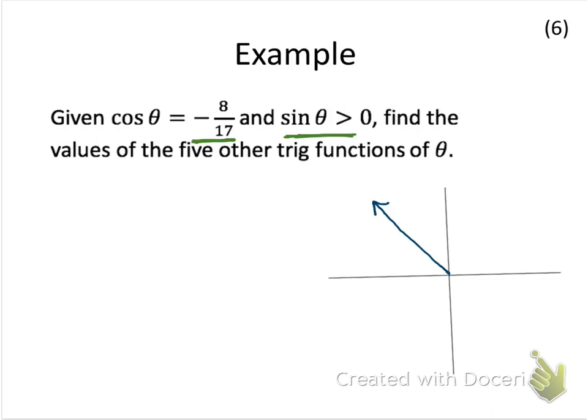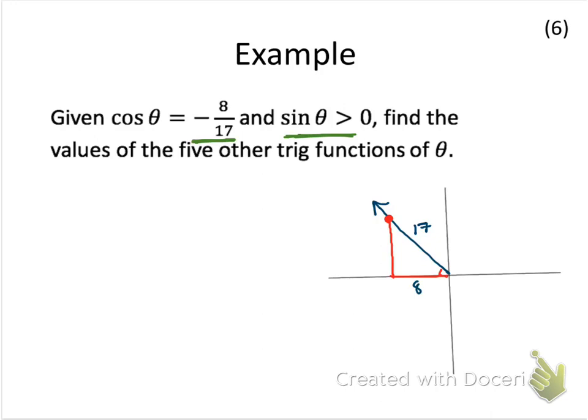We can then create a right triangle out of this by looking at this coordinate point up here. We know that cosine is adjacent over hypotenuse, or run over hypotenuse. So we can tell that our run is 8 and our hypotenuse is going to be 17. Since our cosine value was 8/17, it's negative because it's in quadrant 2.